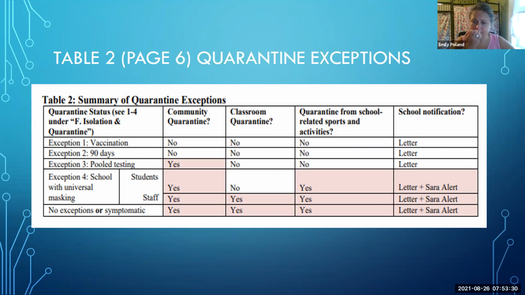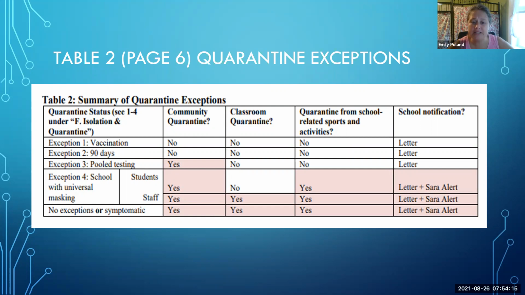Pooled testing. So if your school is doing pooled testing and this close contact is participating in the pooled testing, then they only need to quarantine from community. So they can continue to go to school. That's the second column there, classroom quarantine. They can continue to go to school. They do not need to quarantine from school. They do not need to quarantine from after school sports or after school activities. They can continue those, and they need to be notified. They will not go on your contact tracing list. They will not be uploaded into SARA Alert. So that is your pooled testing.